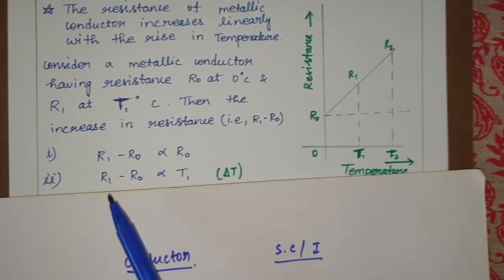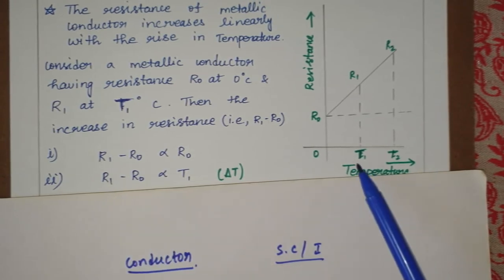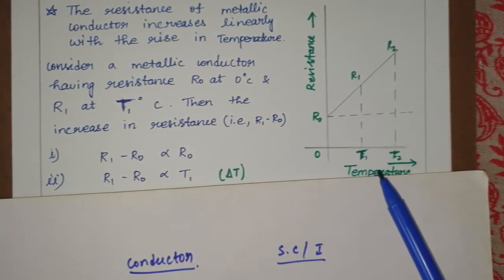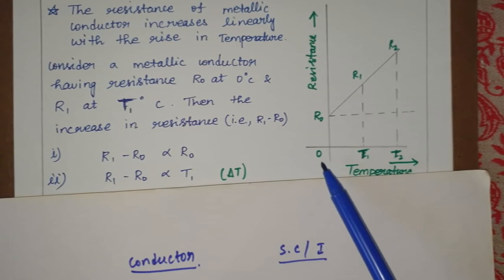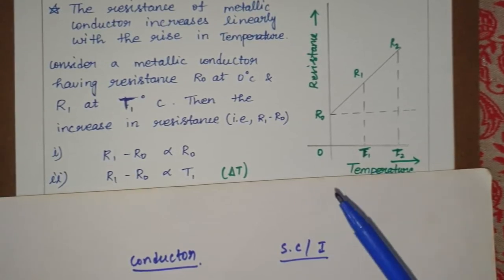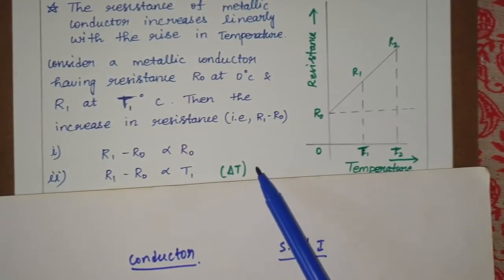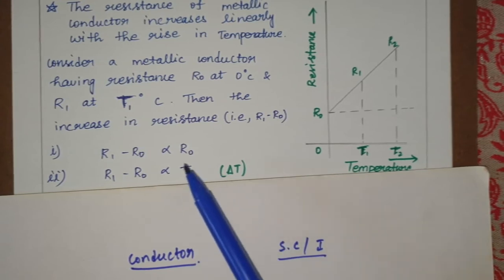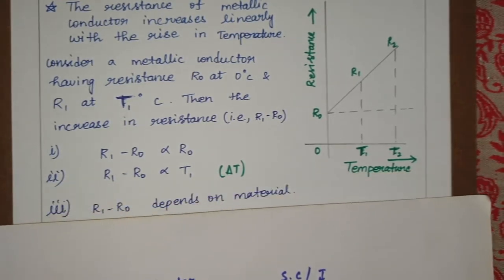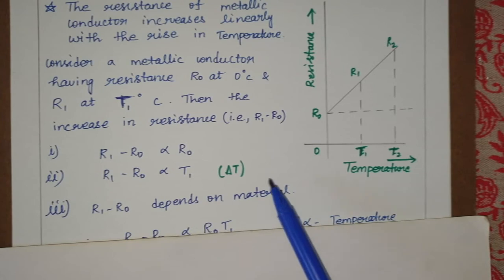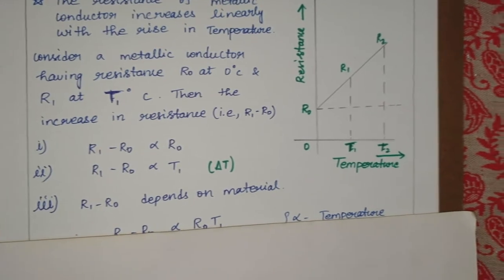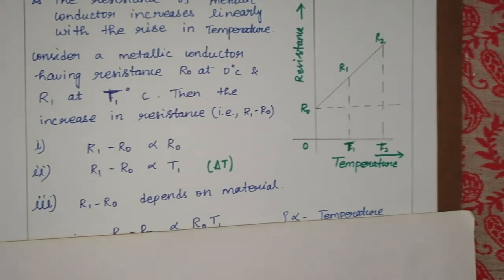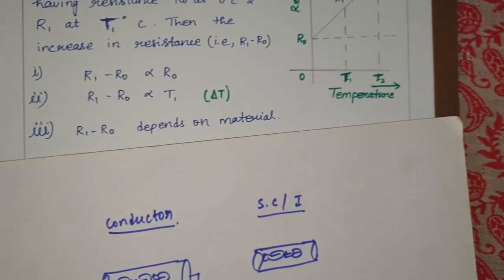Okay, similarly the R1 minus R0 depends upon the increase in temperature, delta T. Actually here it is increasing from 0, that's why T1 minus 0 will give T1 only, but it mainly depends on delta T. I am writing only T1. The next one, it depends upon the material, because copper may have some property, silver may have some property, iron may have a property, they may not have the same properties. That's what we are going to write.